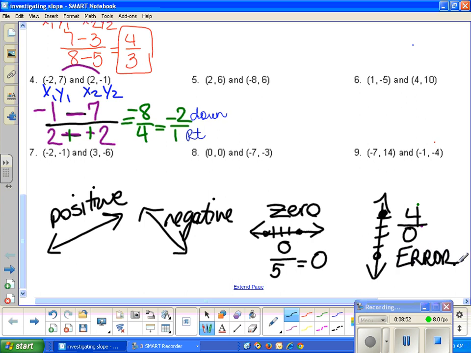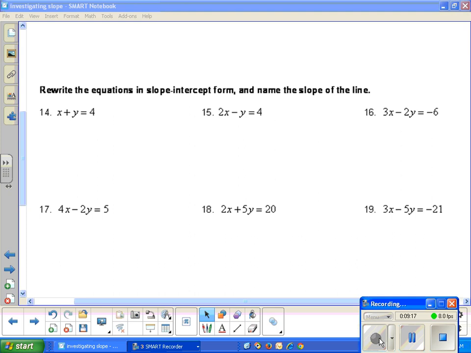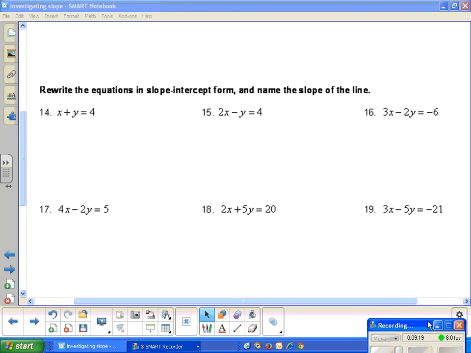This is the problem. So when we have this one, we're going to say that there is no slope. We can say it's undefined. Sometimes you have this little line with a line through it. It's not a 0. It means no answer. Those are our 4 choices. Positive, negative, 0, or no slope. These two we cannot confuse.